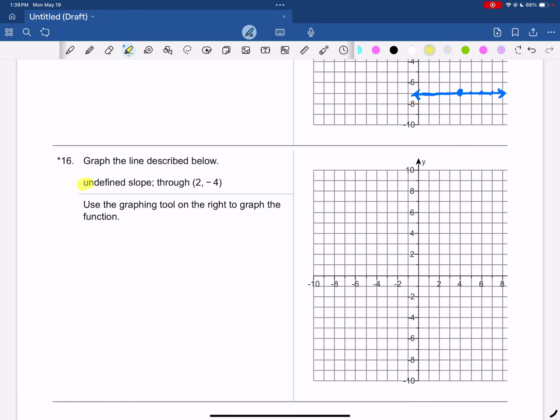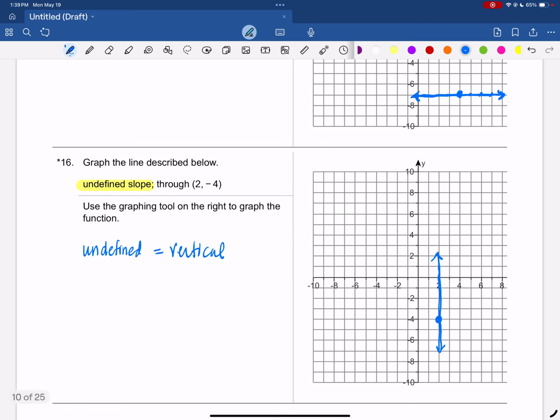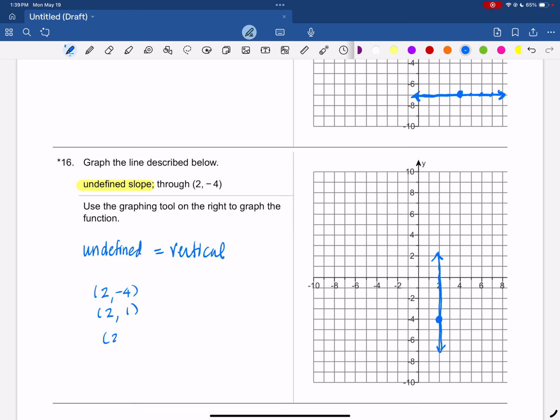Now this time it says undefined slope. So we have to remember undefined equals a vertical line. So all we do is we plot our point to the right 2, down 4, and we draw a vertical line through those points. And we could find other points now. Notice we've got 2, negative 4, and let's see, 2, 1, 2, negative 5, 2, 7. I could keep going. Notice that the x is going to be the same for every vertical line.